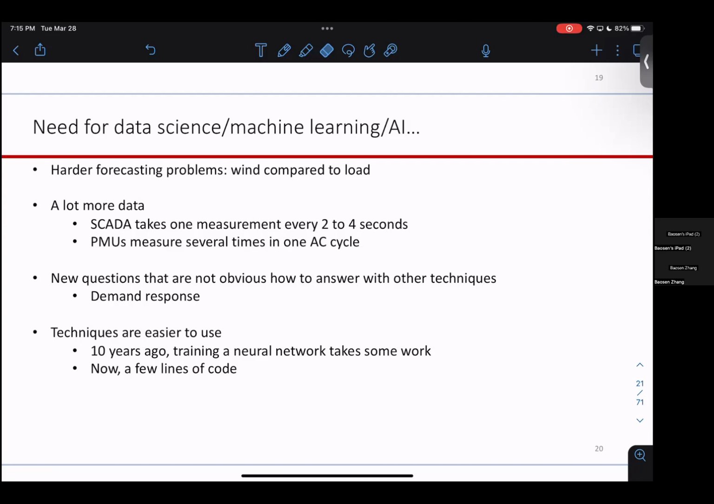You can observe people's behavior and try to make some decisions there. And there's no physics. And really, the techniques are easier to use, right? So, 10 years ago, training a neural network was not trivial. It would take you at least a few weeks to write it. Nowadays, it's one line of code. We can all do it, right? So the tools have become a lot easier to use. So part of this class is learning the tools. Part of the class is learning what the input and output to the tools are.